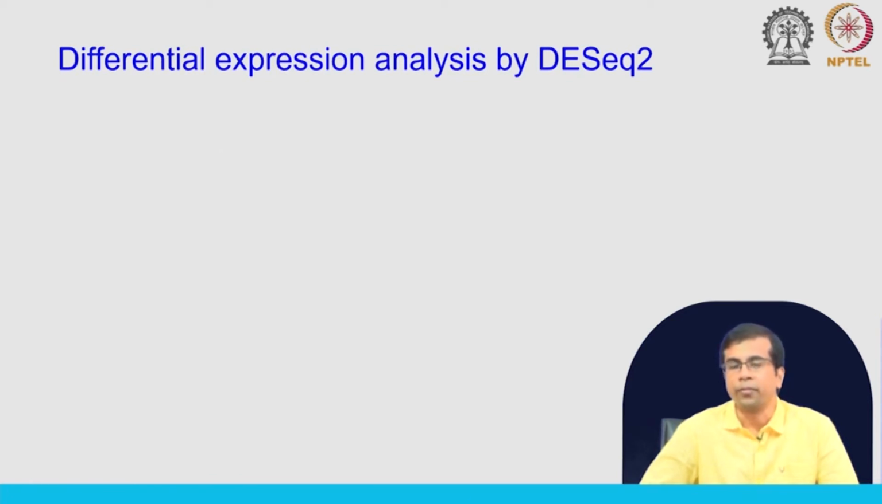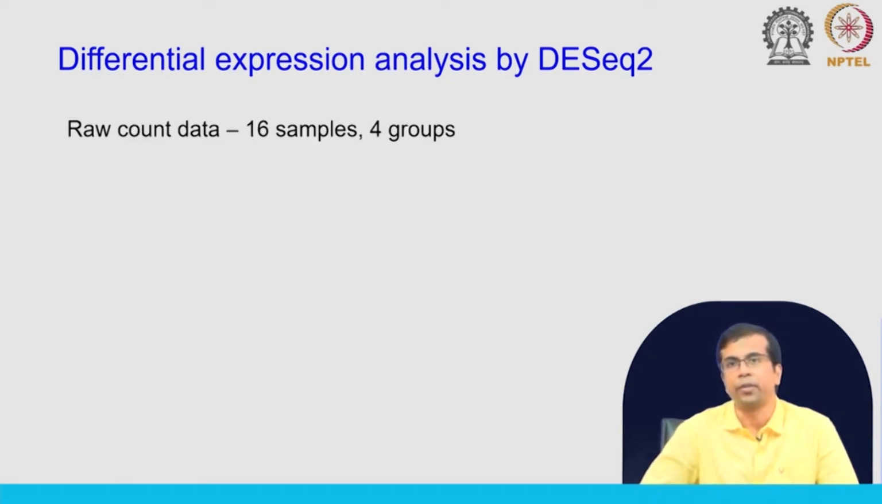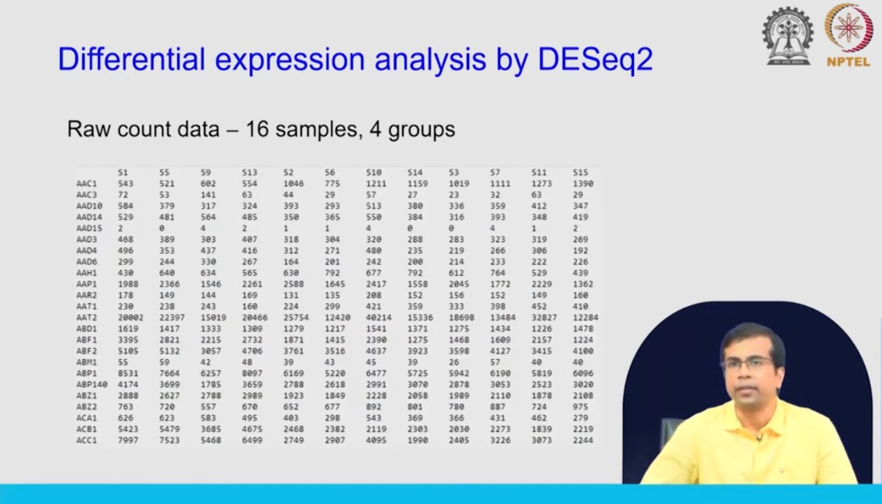Okay. So, we have now talked about these two major tools, the two most popular tools for doing differential expression analysis. What I am going to do now is show you some results from the analysis using DESeq2, right. So, again I will take the results from the 16 samples that I am using for all these illustrations. So, we have raw count data for 16 samples divided into 4 groups. Each group has 4 replicate measurements, right, and this is how the data looks.